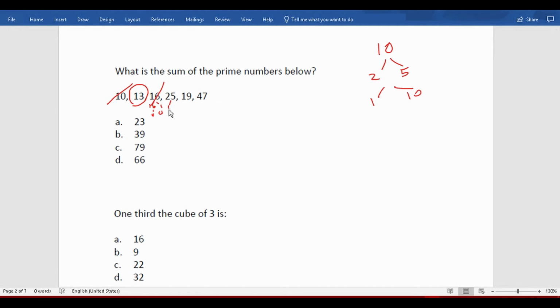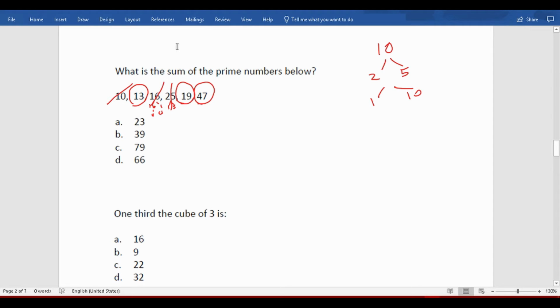25 is divisible by 5 and 5, so we know that's not prime. 19 is only divisible by 19 and 1. And 47, similarly, is only divisible by 47 and 1. So we're going to add up these 3 prime numbers, and that will give us our answer.